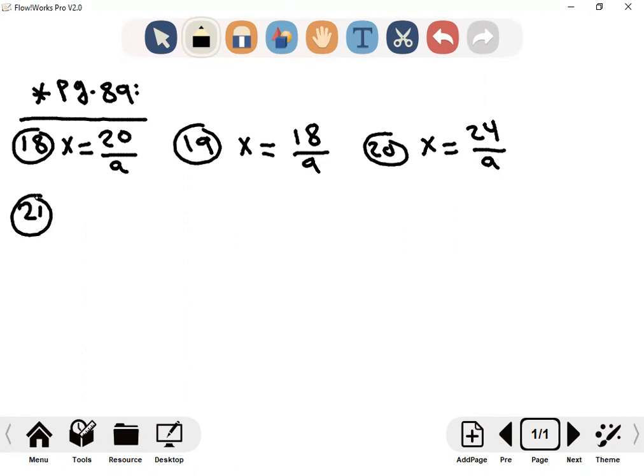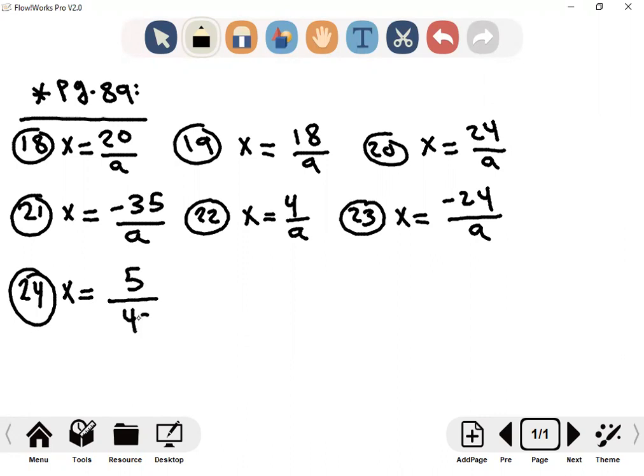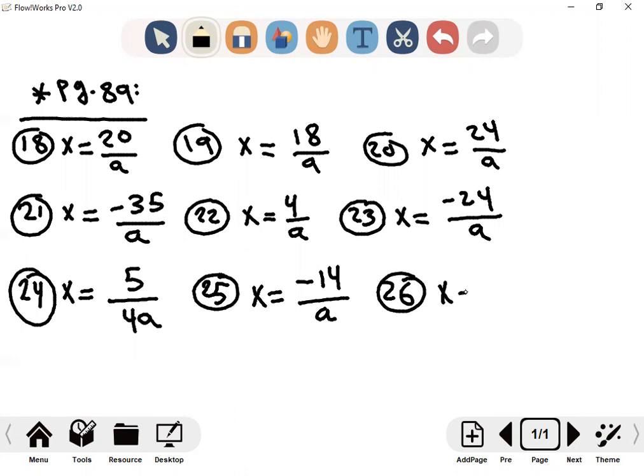Question 21: x equals negative 35 over 8. 22: x equals 4 over 8. 23: x equals negative 24 over 8. 24: x equals 5 over 4a. 25: x equals negative 14 over 8. 26: x equals negative 9 over 8.